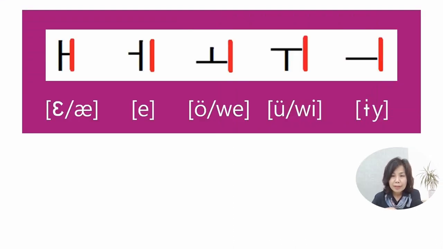Now let's practice the new five vowels together. The first two, e, e, e. And next two, we, we, we. And the last one, ui, ui. Good.